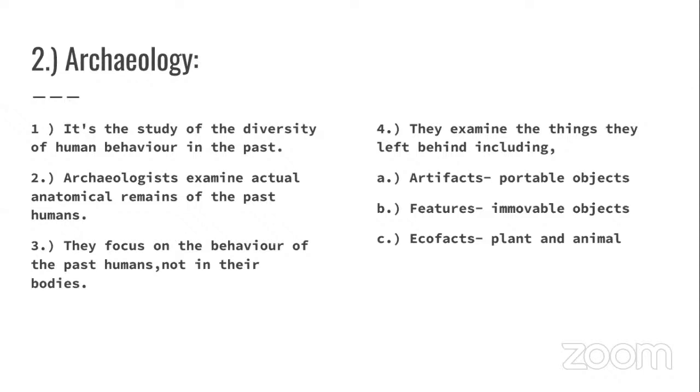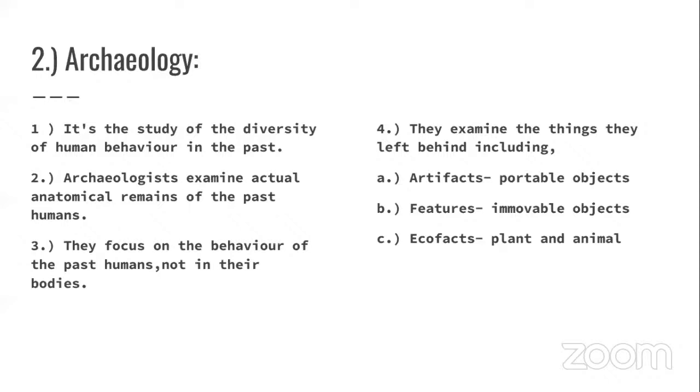Okay? They examine the things that are left behind by those humans, and they come to conclusions like when those people died, how they lived their lives, how their lives ended, and what those societies were like. So I hope whatever I'm telling is clear up till now. So archaeologists collect different evidence. They categorize the evidence into three different categories.